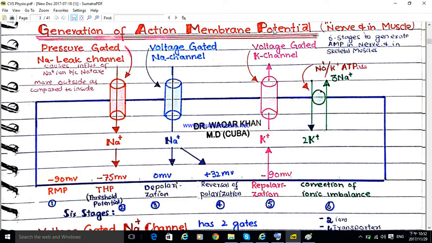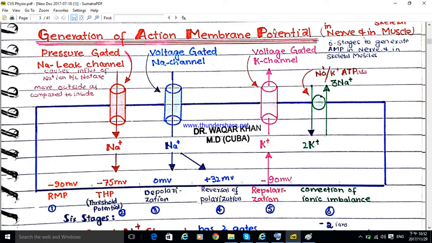So first of all, what is action membrane potential? Action membrane potential is the change of cell state from its resting state to its action state, where it can work. So we will see how the cell can generate its action membrane potential.